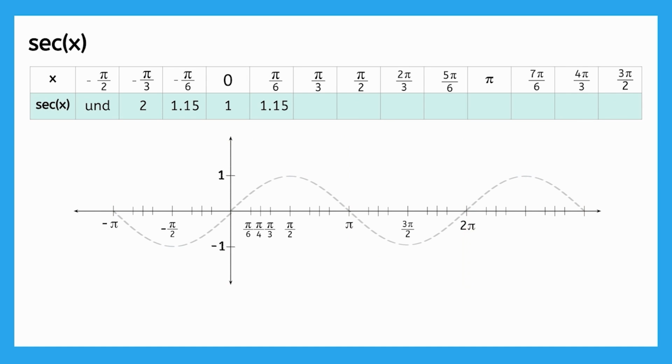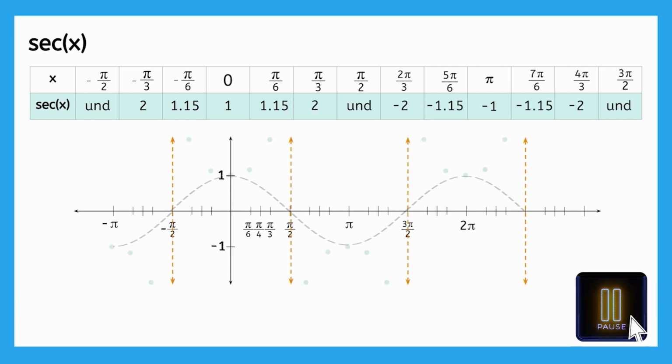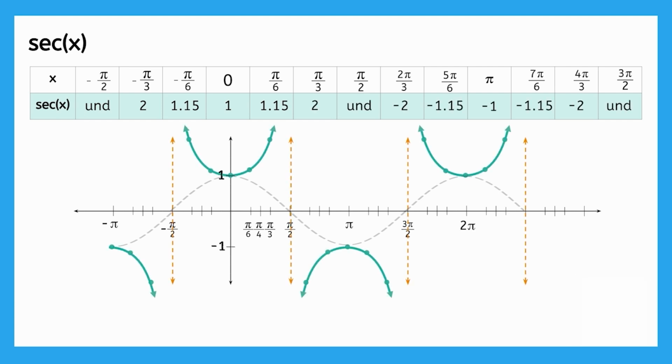Since the cosine curve is a horizontal shift of the sine curve, what do you think the secant graph might look like? Pause the video and complete the table of values. Then graph the secant function on the included cosine graph. Does your graph look like this?